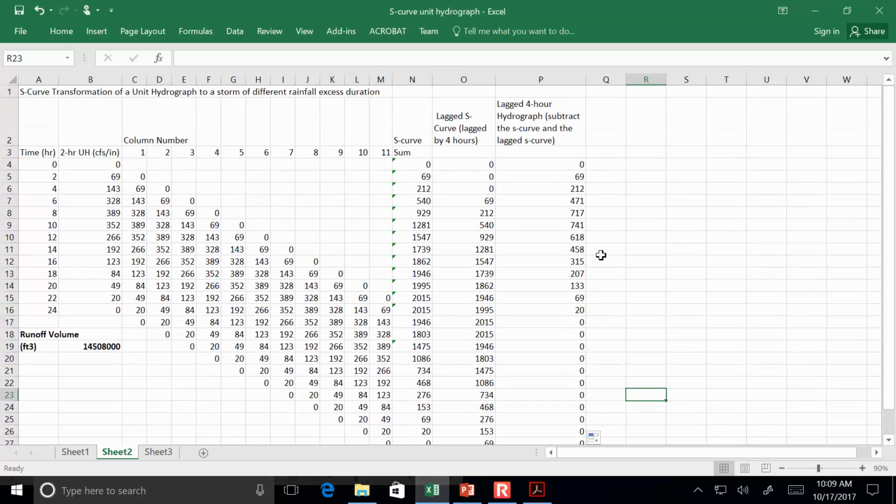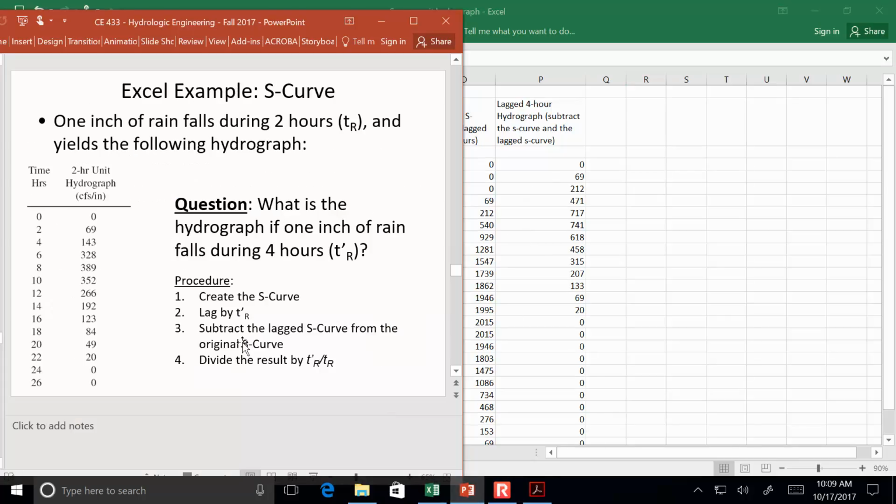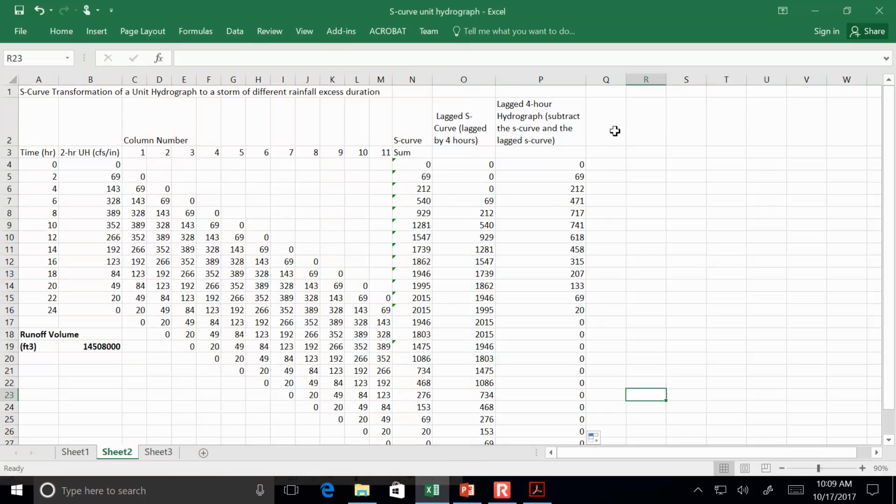Now the problem with this, though, is that the volumes are wrong. So we've got the relative amounts correct at this point, but it would be too much volume if we just left it here. So there's one more step. And in the instructions here, it says we have to divide the result by T prime R divided by T sub R. So T prime here is the desired duration of 4 hours, and T sub R was the original duration for the rainfall excess of 2 hours. So we need to divide by 4 divided by 2. So we have to divide in half.